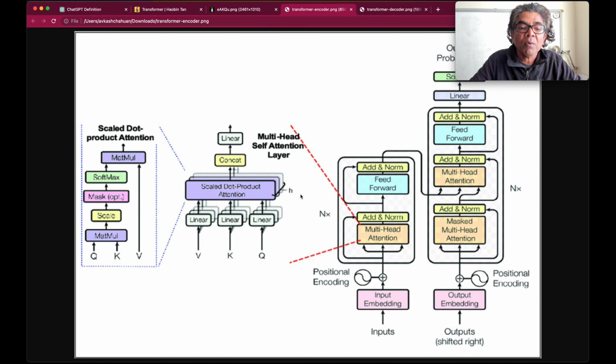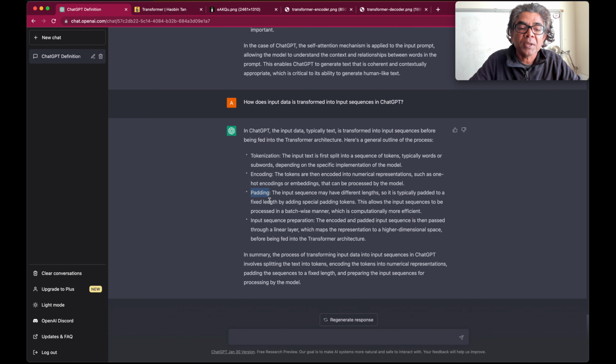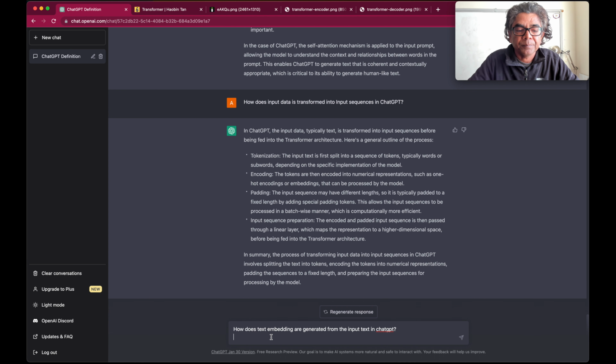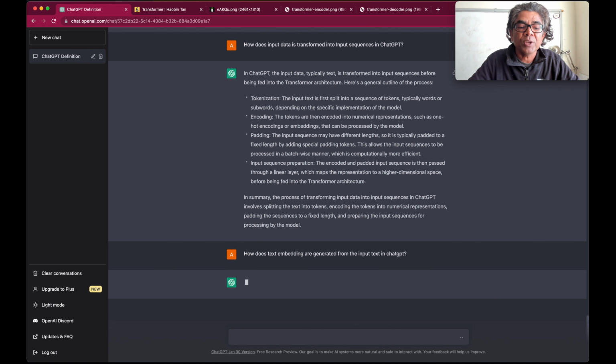It means whenever data is being fed in here, the input embeddings have already been created. So the tokenization, encoding, and padding have already been done to generate the input sentence, which is basically a vector, and it is being fed into the transformer. And as you could see here, if you want to know how these embeddings are created, you can actually ask this question as well. If you are focusing on this, how are text embeddings generated from the input text in ChatGPT?